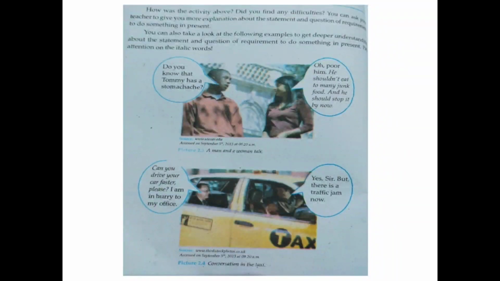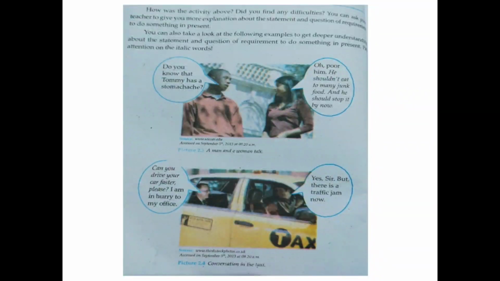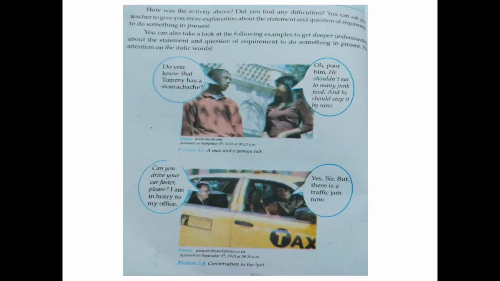Pay attention to the italic words. Okay, please give attention to the first dialogue. Do you know that Tommy has a stomachache? Oh, poor him. He shouldn't eat too much junk food, and he should stop it by now. For the second picture, can you drive your car faster, please? I'm in a hurry to get to my office. Yes, sir, but there is a traffic jam.